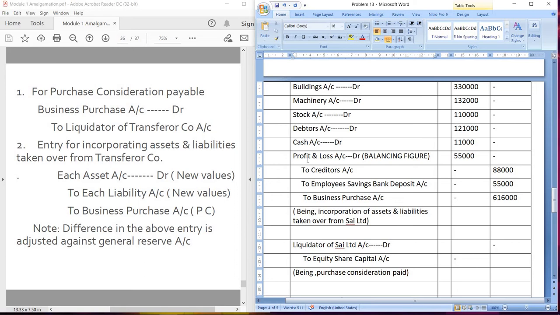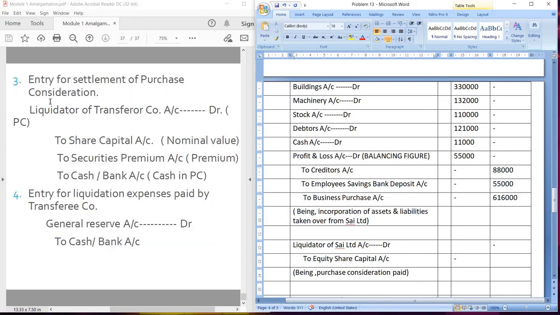Okay, so this is the entry. I hope you have understood. You have to make the total of the debit side and of the credit side. Wherever there is a balance, you have to write profit and loss account. Okay, so this is the balancing figure. Let us pass the next entry.